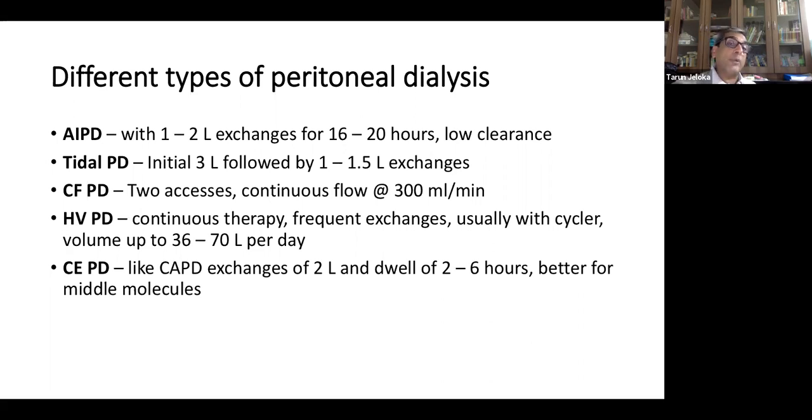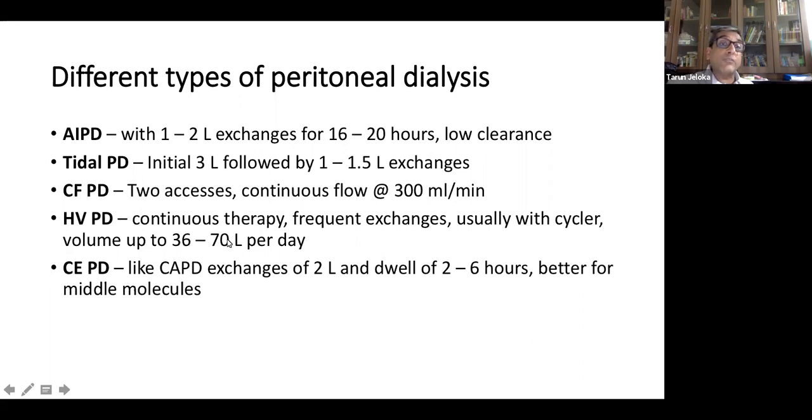High volume peritoneal dialysis is where you use very high volume. It is a continuous therapy. There are frequent exchanges. So 1 hourly exchange, you can do 1 to 2 hourly exchange. And usually it is impractical to do it manually. So a cycler is used and the volume goes up to 36 to 70 liters, as against here, you see, if you use 1 to 2 liters, it may be 20 to 40 liters.